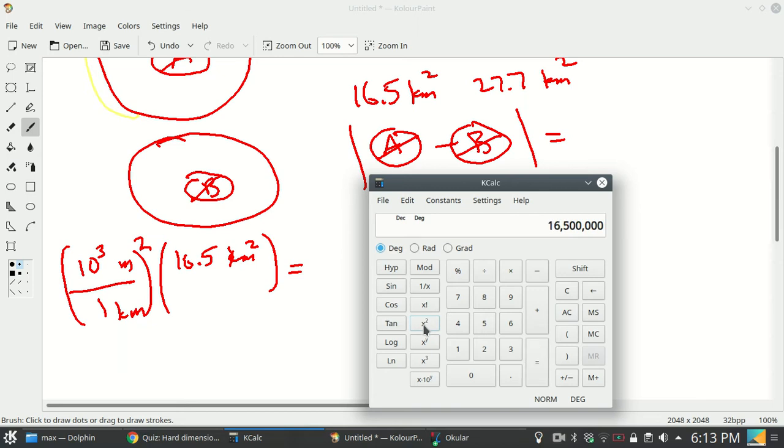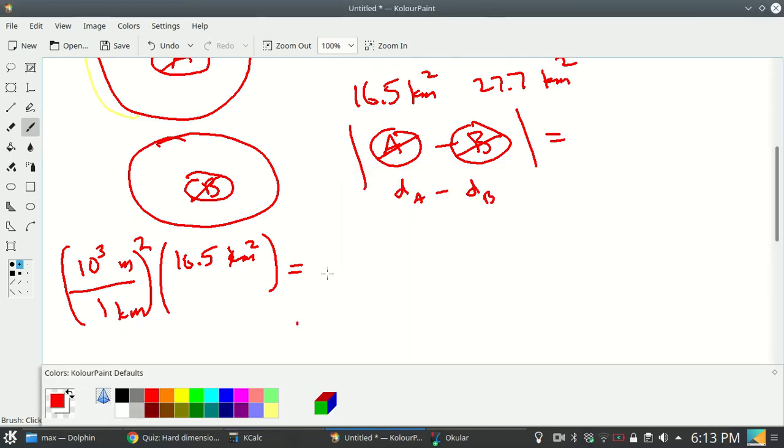That's going to be 165. That's going to be 16,500,000. So 16,500,000. 16 million. No, that should be a 7. 16,500,000. Okay. That's meters squared.